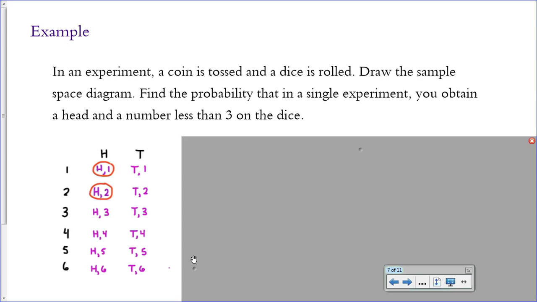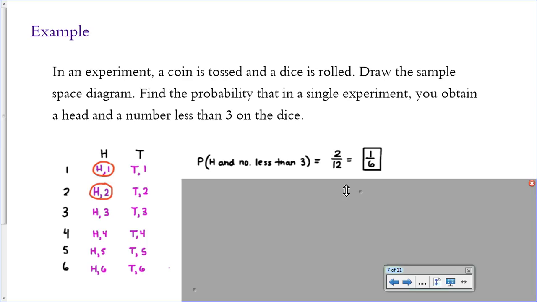The ones circled in red are the ones that meet the condition of a head and a number less than 3. That means at the same time, right? If you do both of these things in the same experiment, you're looking for a head and a number less than 3 on the dice. So that would be the H1 and the H2, and none of the other options in our sample space fit those conditions. So the probability of getting a head and a number less than 3 is 2 out of 12.